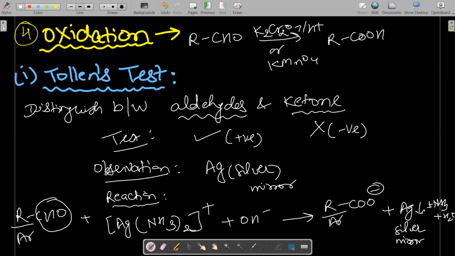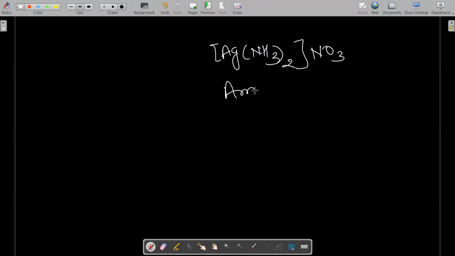Now the question is, what is Tollen's reagent and how to make it? The formula of Tollen's reagent is Ag(NH3)2 NO3. So this is called ammoniacal silver nitrate.